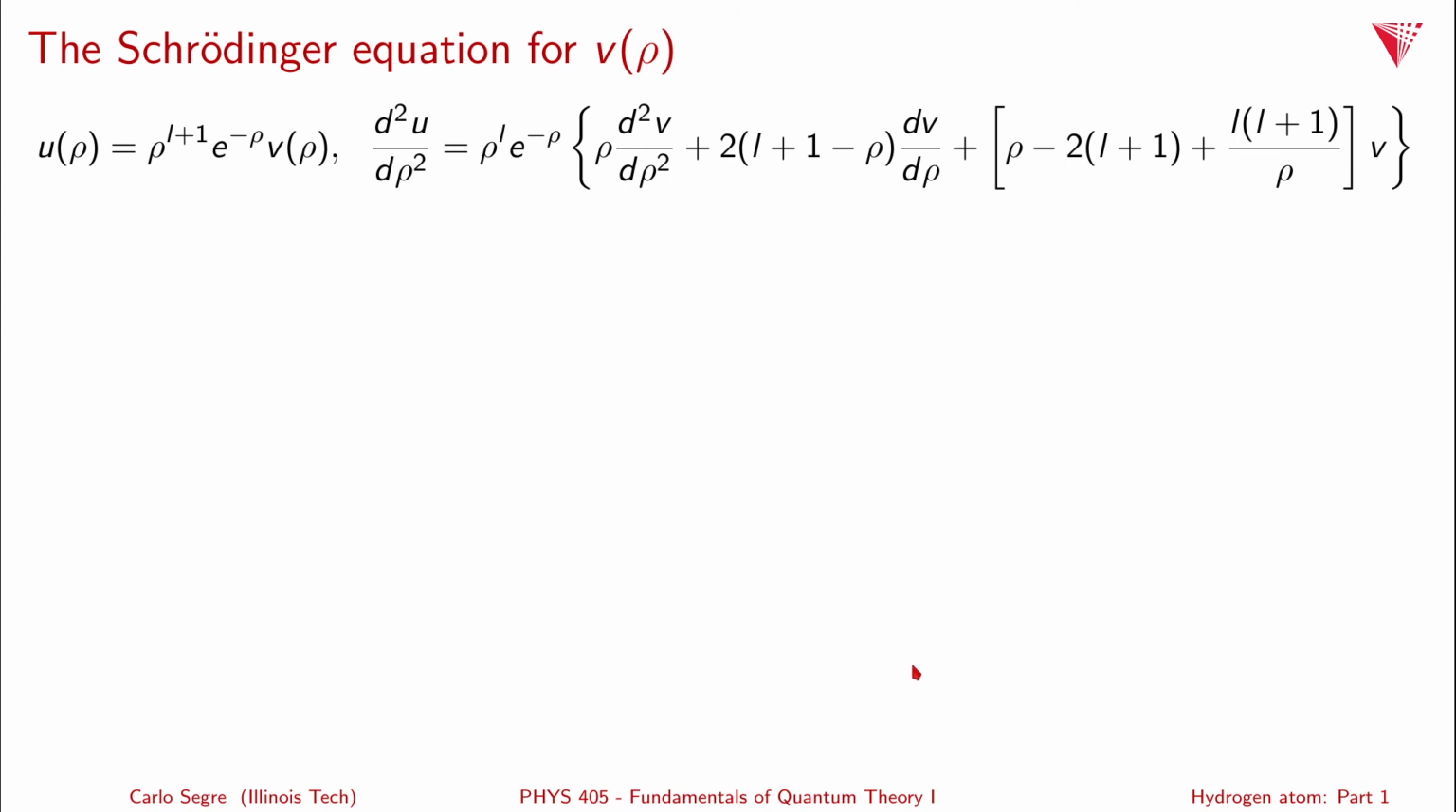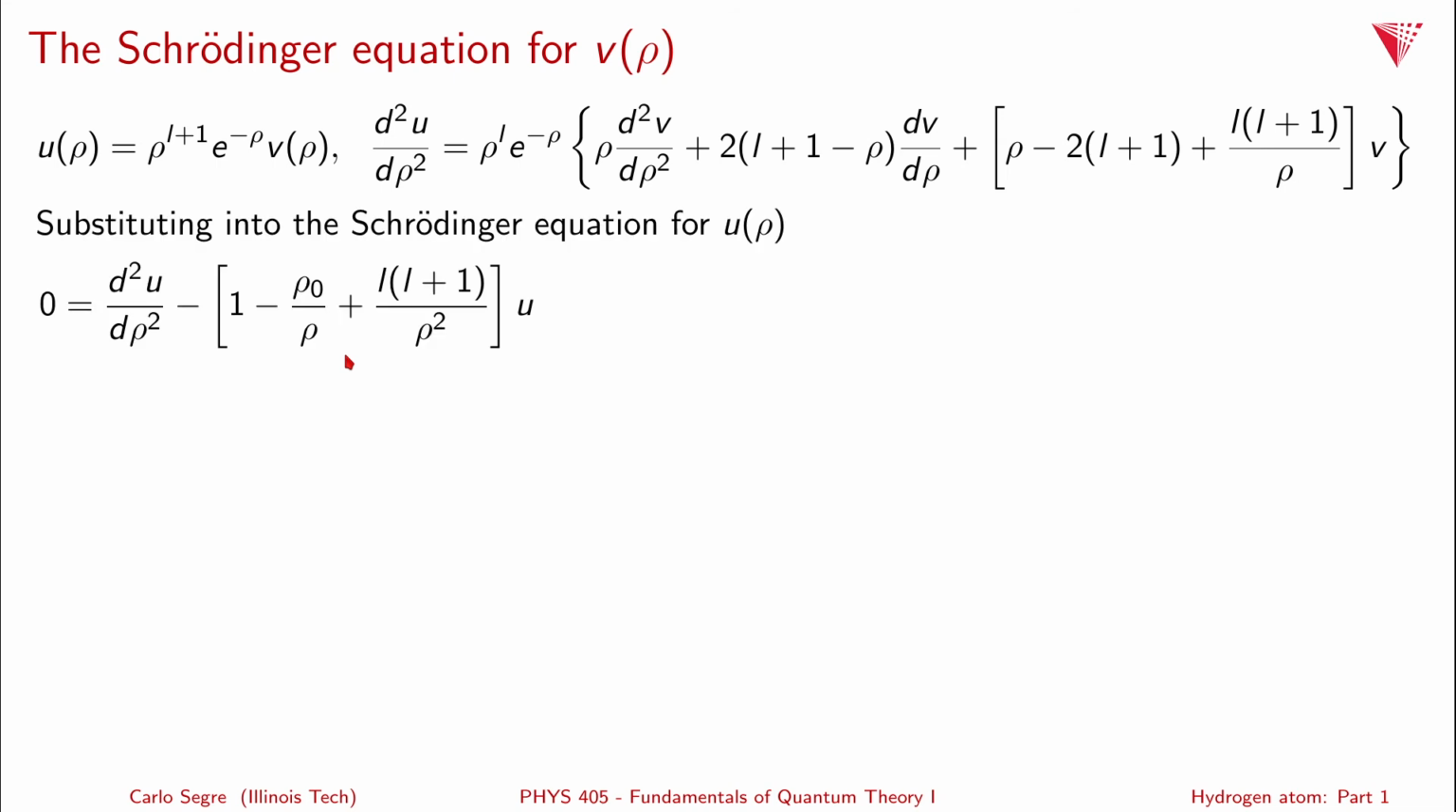Now, if I look at what I have, my function u of rho and my second derivative, d squared u d rho squared, which we just worked out, I now want to put this into the Schrodinger equation, which is 0 is equal to d squared u d rho squared minus the quantity 1 minus rho sub 0 over rho plus L times L plus 1 over rho squared, times u. And it's going to get very long, but it will simplify rather easily into a very compact form.